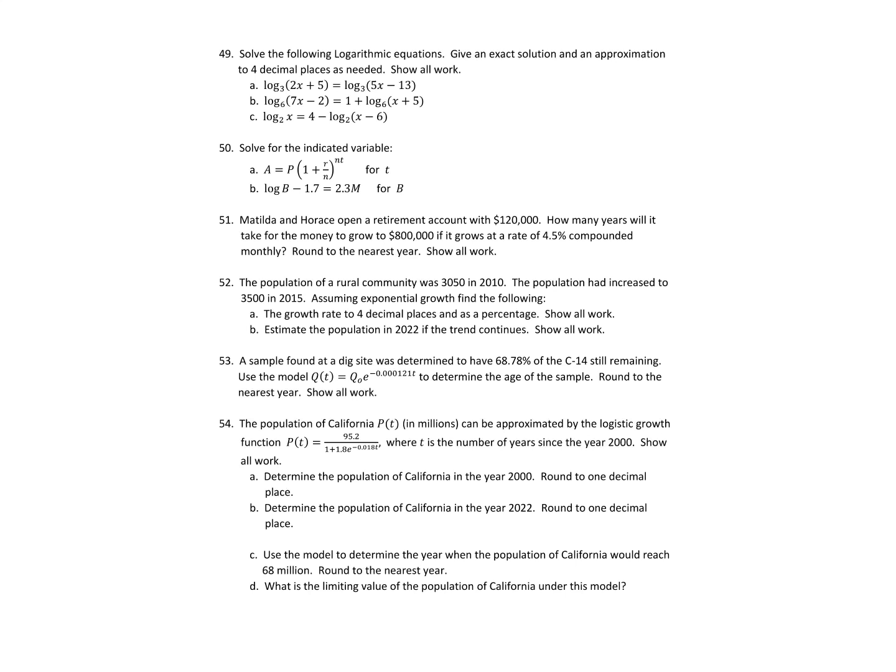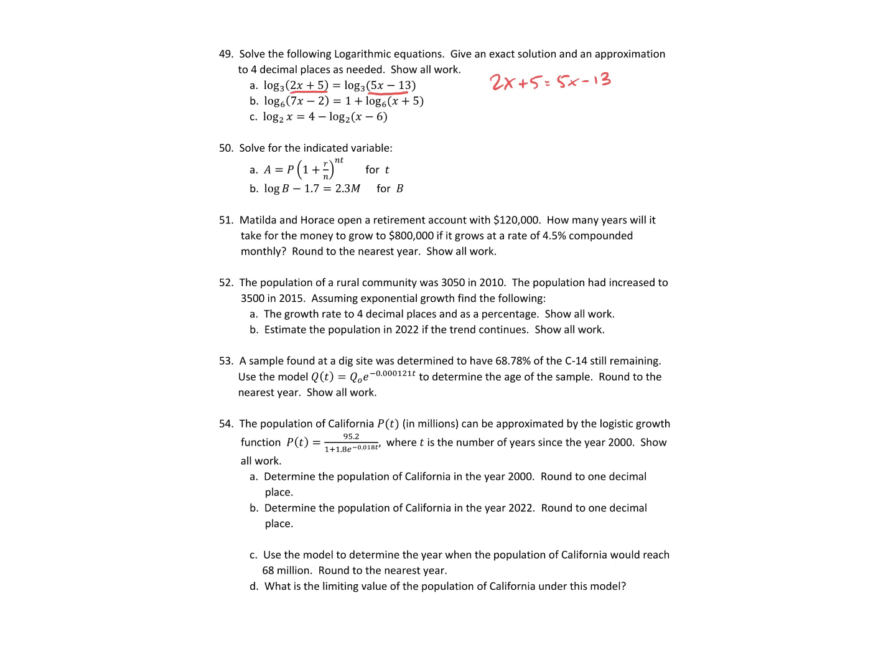So the next one says to solve the following logarithmic equations, give an exact solution and an approximation to 4 decimal places as needed. So for the first one, I can see that this is log base 3 of 2x plus 5 equals 5x minus 13. Since we have the same log base 3, I can just set those two parts equal to one another. So 2x plus 5 equals 5x minus 13.